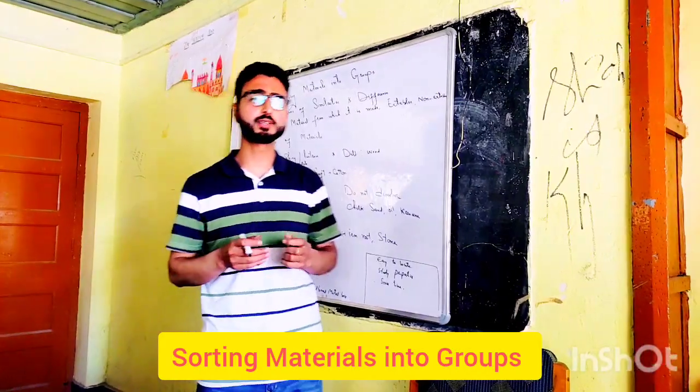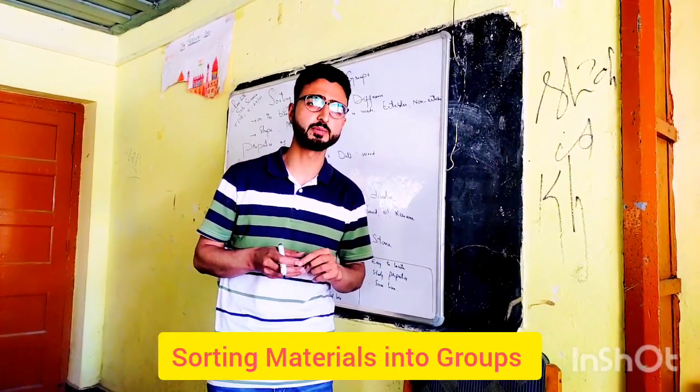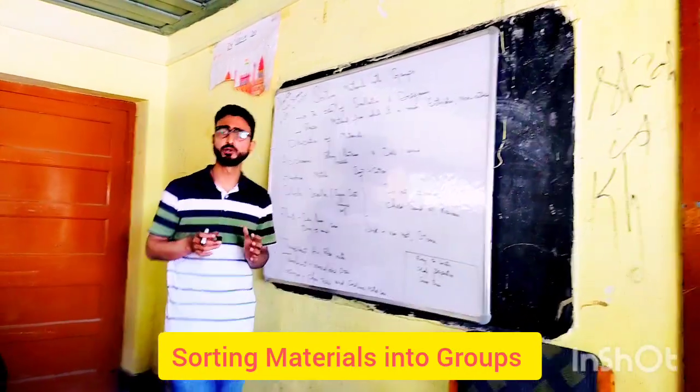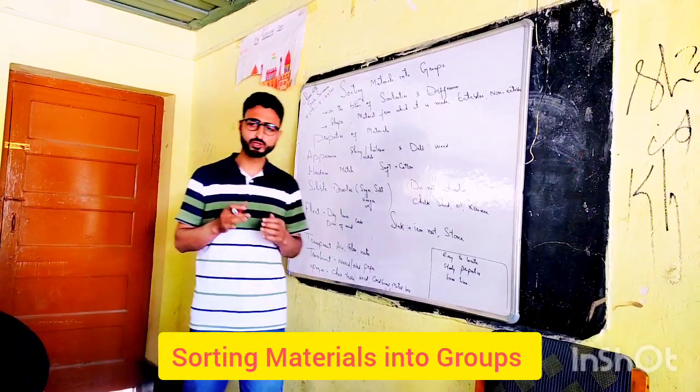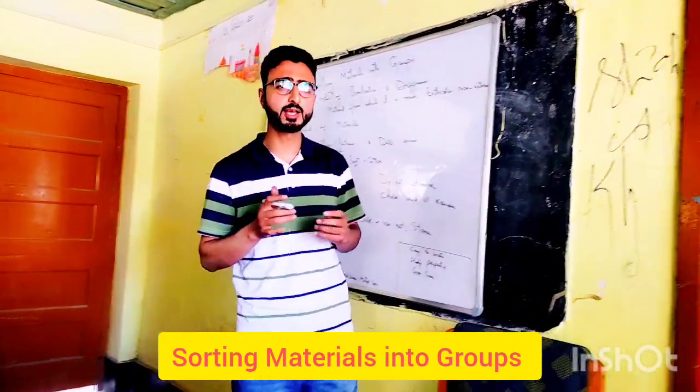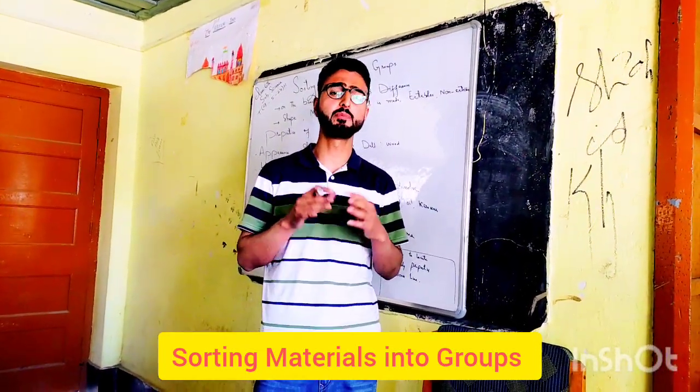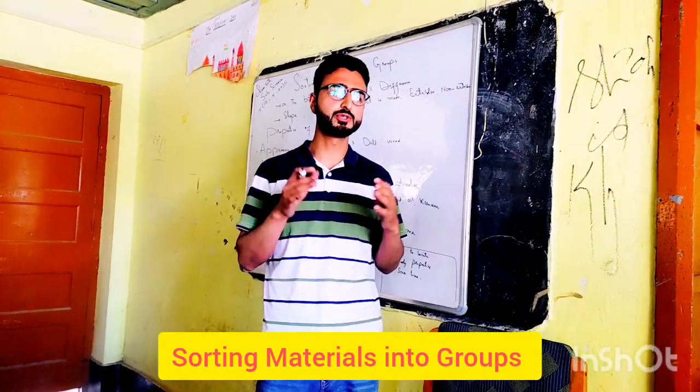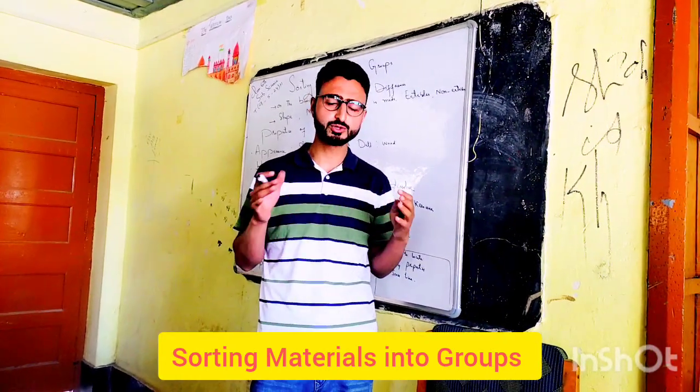This chapter is from Class 6th Science, the second chapter, Sorting Materials into Groups. Right? Why do we sort materials into groups? Why do we classify them? So that it becomes easy for us, so that we can study their properties, and it also saves our time.